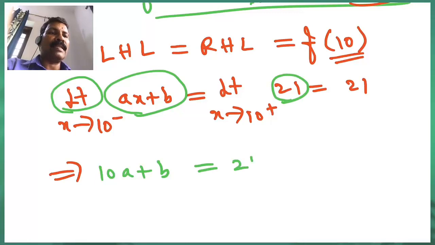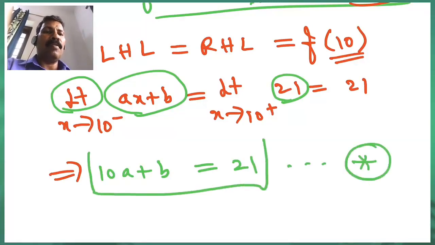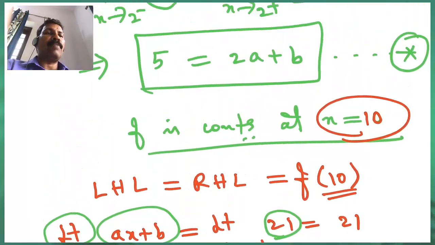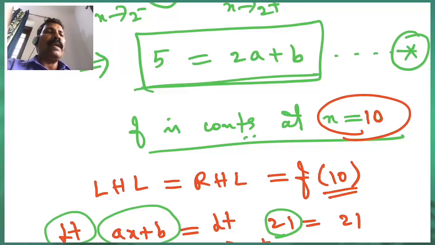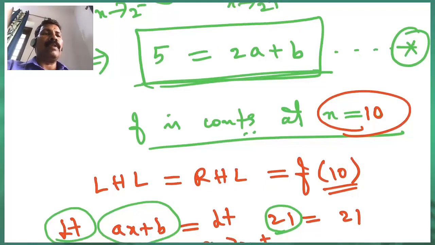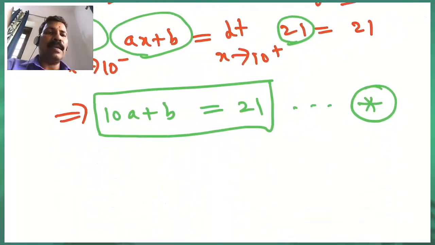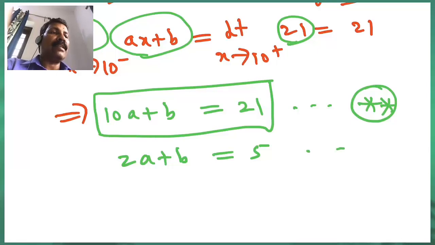Being a constant, that is same again 21, we don't want it, so that is like this. So we have the second equation. So we have two equations. The first equation was 5 equal to 2a plus b. So we can write it 2a plus b is equal to 5. That was our first equation. This is our second equation.